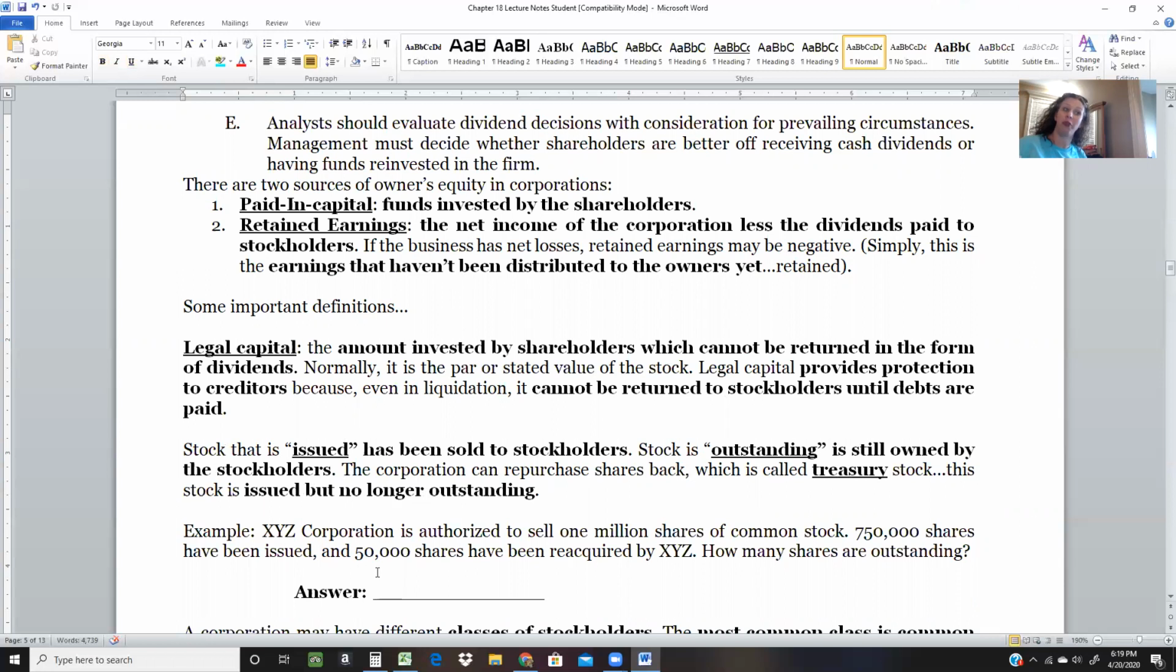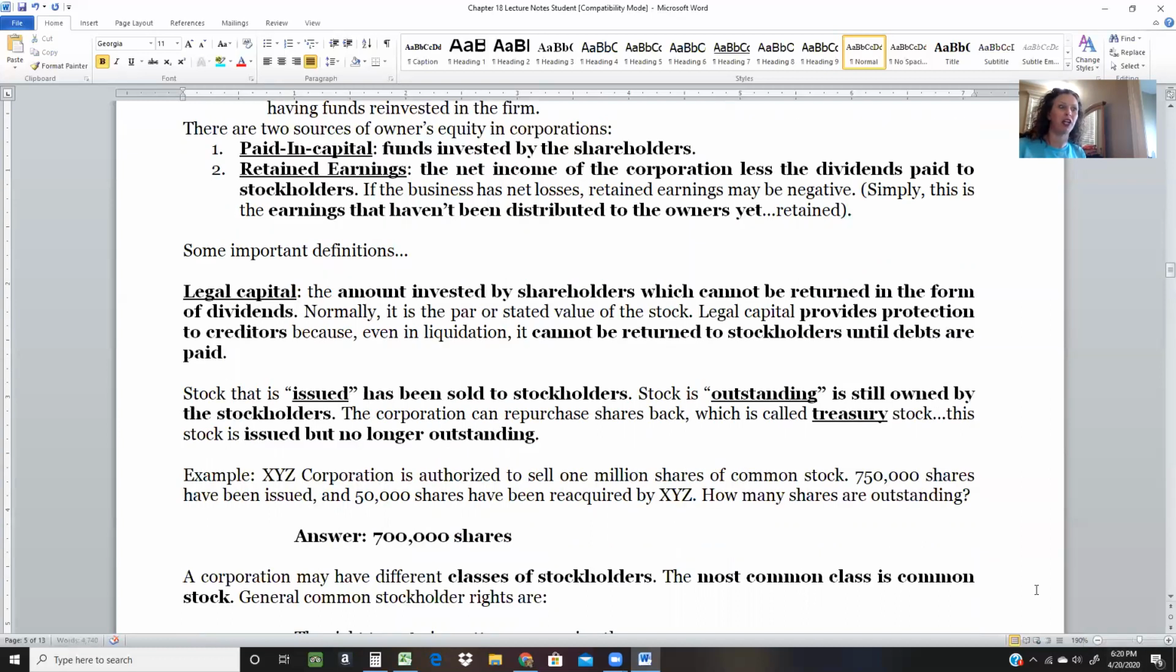XYZ Corporation is authorized to sell 1 million shares of common stock. 750,000 shares have been issued. 50,000 have been reacquired, that means treasury stock. How many shares are outstanding? So 750,000 were issued, but 50,000 were removed, so our answer is 700,000. I have a lot of room, so I might as well write the word shares.